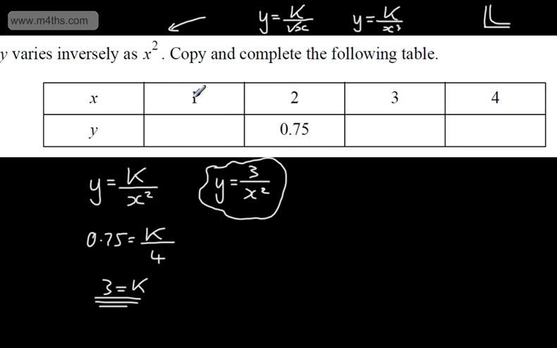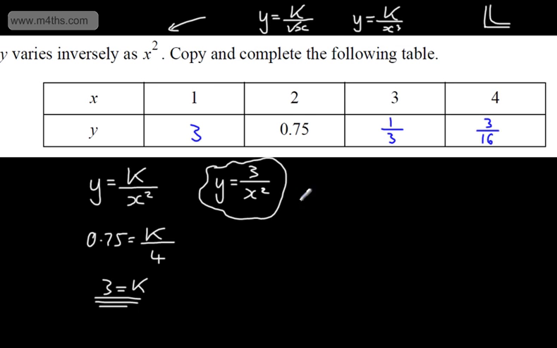If I substitute in x is 1, 1 squared is 1, 3 over 1 is going to give me now 3. If I substitute in x is equal to 3, we'd have 9. We'd have 3 over 9, which is going to give me 1/3. If I substitute in x is equal to 4, we've got 16, and that would give us 3 over 16, which I'm going to write as 3/16. So all I've done is substituted values in.